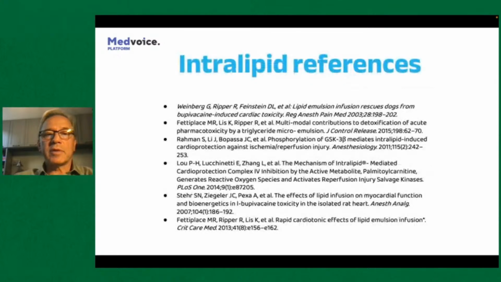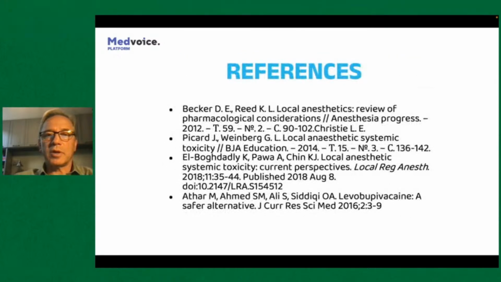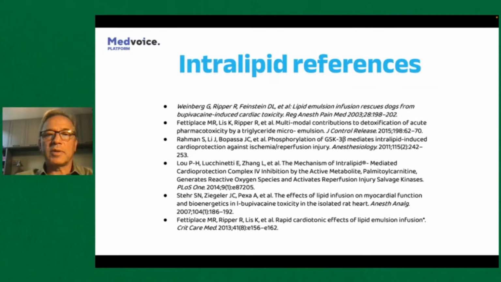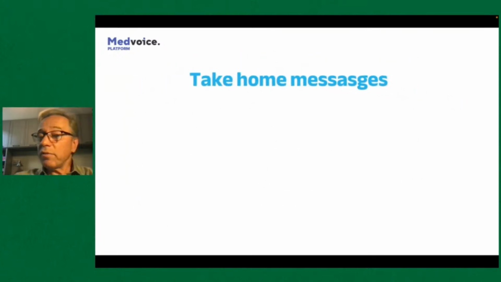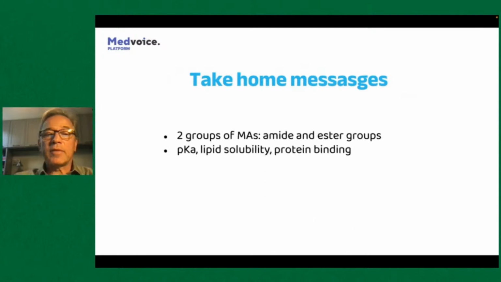And here are some references for you for the talk that I've given and the intralipid references in particular. Right. Finishing off, what are my take-home messages for you? There are two groups of local anesthetics, amide and ester local anesthetics. The properties of the local anesthetics are pKa, lipid solubility, and protein binding. That's all you need to remember from pharmacology point of view.